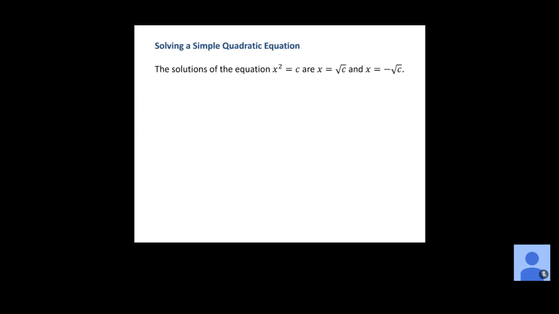Now, if it's a simple quadratic, meaning it's just x squared equals some numerical value, then all we really have to do is take the square root of both sides of that equation. And so we're going to get a positive square root of c and a negative square root of c. So that's the key here, is just to remember that you're going to get the positive and the negative version, because squaring either of those will give us a positive c value. So when you square a negative, you get a positive. When you square a positive, you still get a positive.